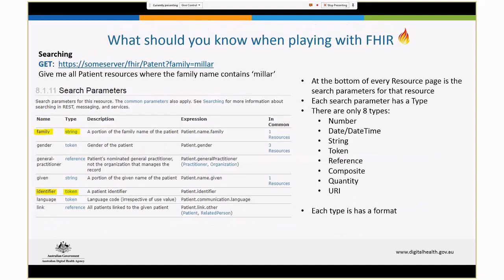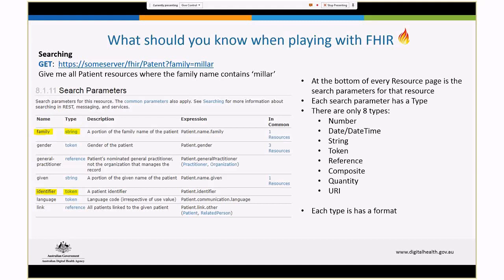So here, this is just a screenshot taken from the bottom of the patient resource in the FHIR spec. And you can see it's called search parameters, and it's just a list. So you can see the name of the search parameter, family. It has a type, it's of type string, and a description of what it searches on. So this is where you see them, and that's how they look in the spec.